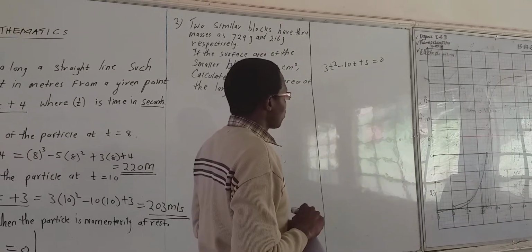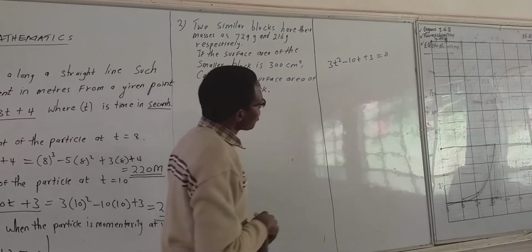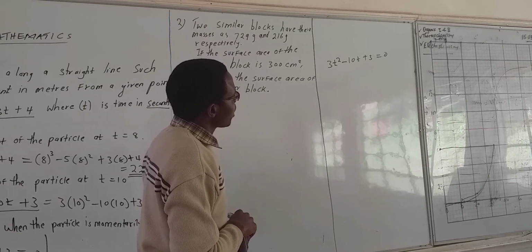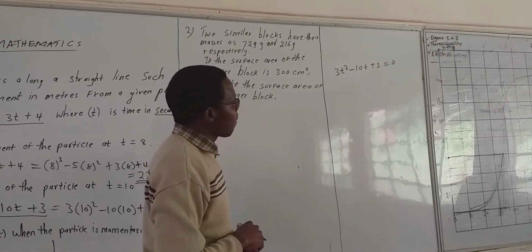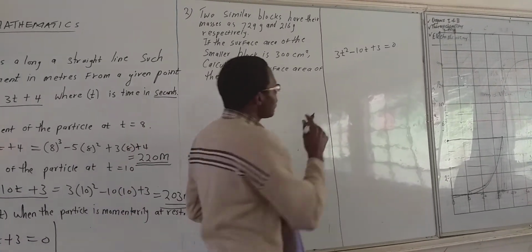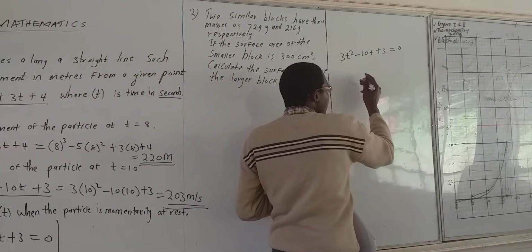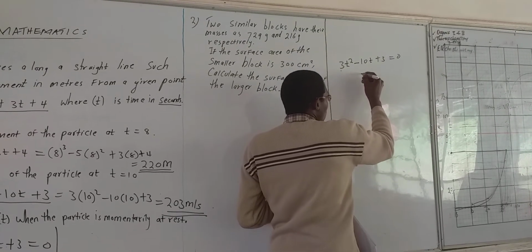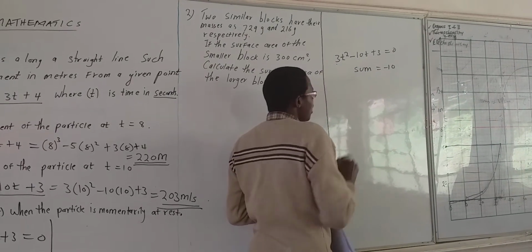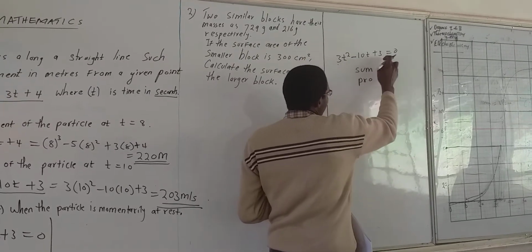Remember what we talked about the quadratic expressions. We want to search for two numbers whose sum is equivalent to negative 10, and whose product is 9. This is A, this is B, this is C. So we search for the two factors whose sum, if you add them, is negative 10, which is P, and if you multiply them, the product is 9, which is 3 times 3.